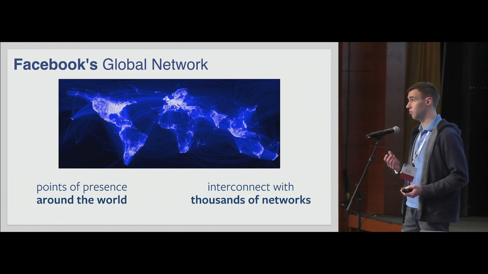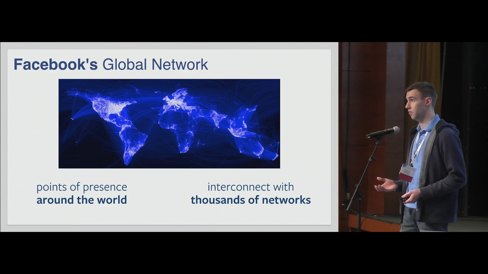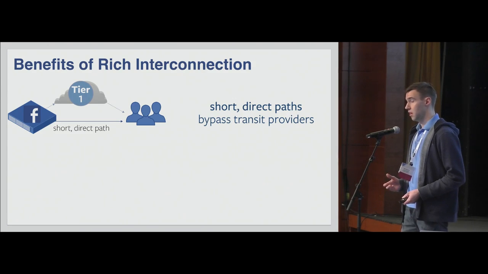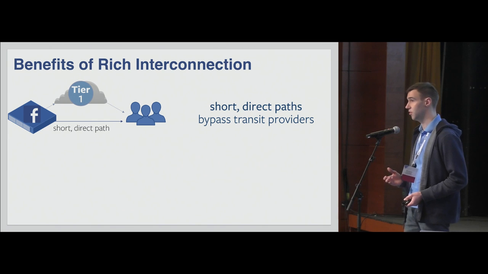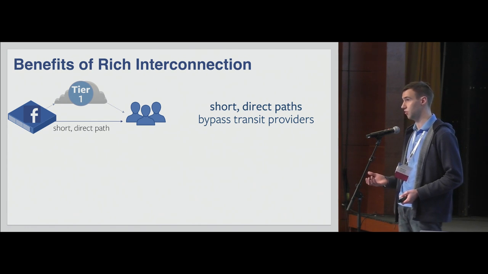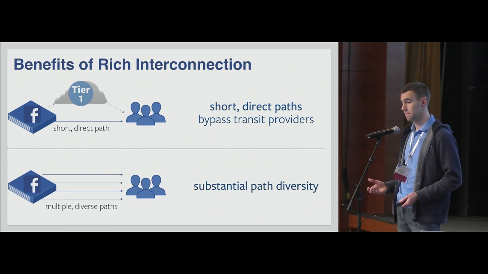Facebook has dozens of points of presence around the world and interconnects with thousands of networks. Now, that rich interconnection with those thousands of networks offers Facebook two distinct advantages. First, it provides us with short, direct paths to end users, which means that we can bypass transit providers that have traditionally been part of the internet hierarchy. Second, it provides us with substantial path diversity, meaning that for any given end user, we often have multiple distinct paths that we can use to send them traffic.